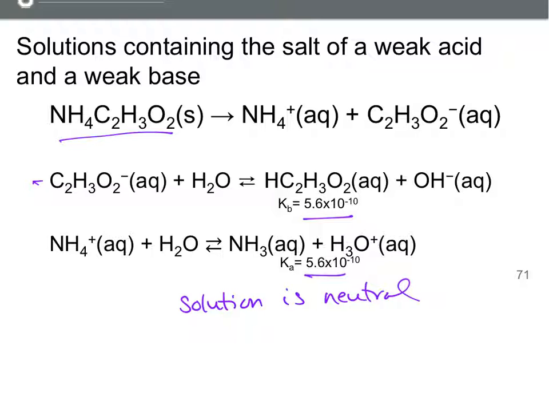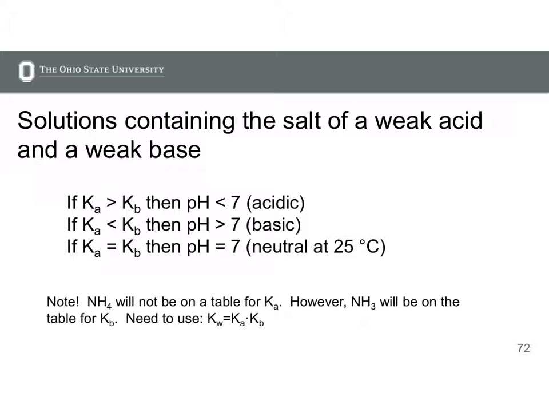How are we doing? Okay. With a prediction. In this case, we have both a salt of the weak acid and the weak base. If Ka is greater than Kb, then it's acidic. If Ka is less than Kb, then it's basic. And if Ka is equal to Kb, then it's a neutral solution.